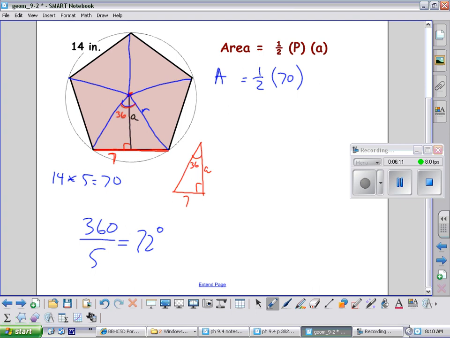Holy cow, we're back to what do we have, what do we want. So we can do right triangle trig. From the 36-degree angle, this is the opposite and this is the adjacent. So the tangent of 36 degrees equals the opposite, which is 7, over the adjacent, which is a, the apothem. These switch spots, so a equals 7 over the tangent of 36 degrees, and that number turns out to be 9.6 inches.